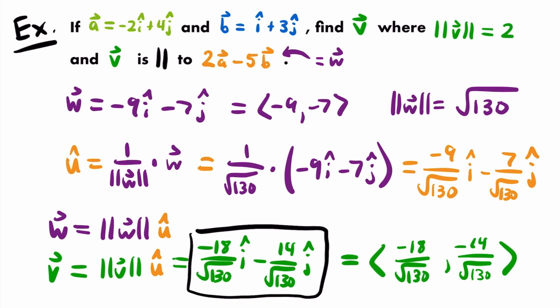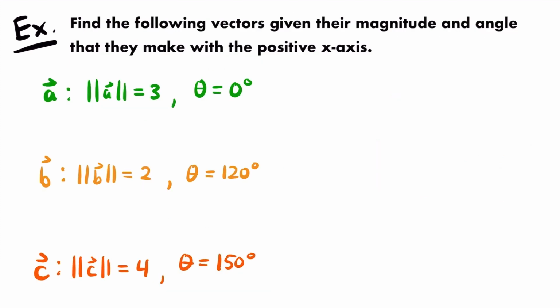Okay, let's take a look at one more example for this video. For our last example, we want to find the following vectors given their magnitude and the angle that they make with the positive x-axis. This is going to use a slightly different definition of the unit vector that makes up a vector. If you've gone through the previous examples, you know that I've been saying that a vector is equal to its magnitude times a unit vector.